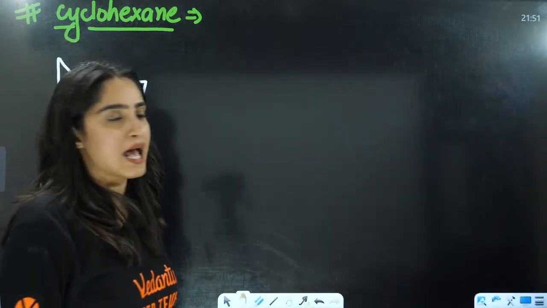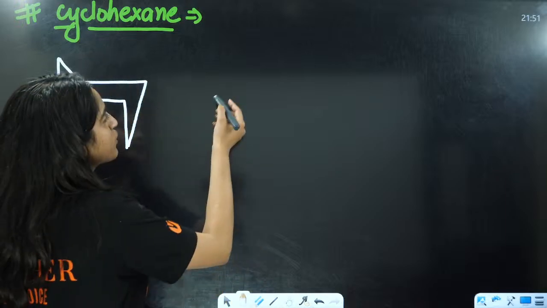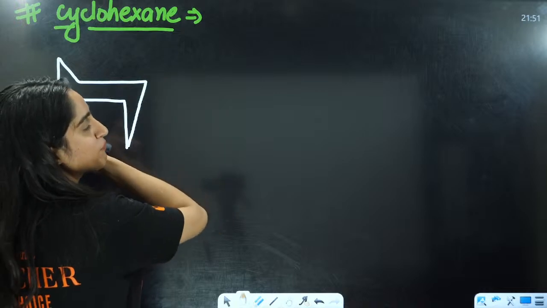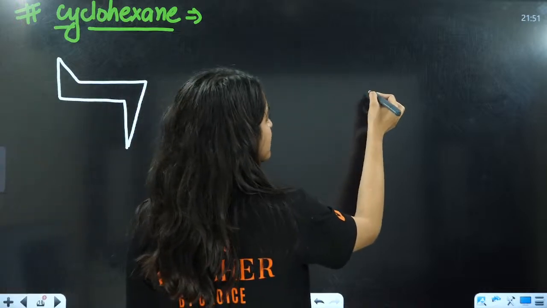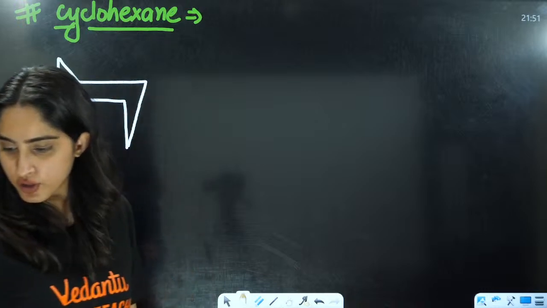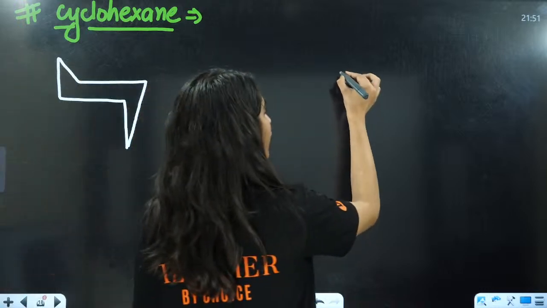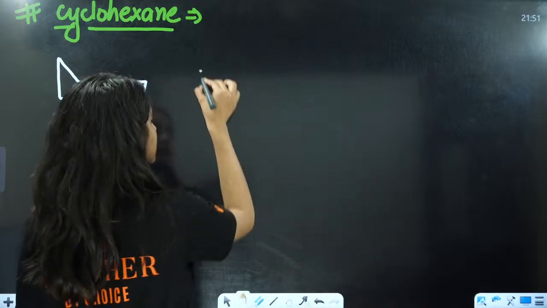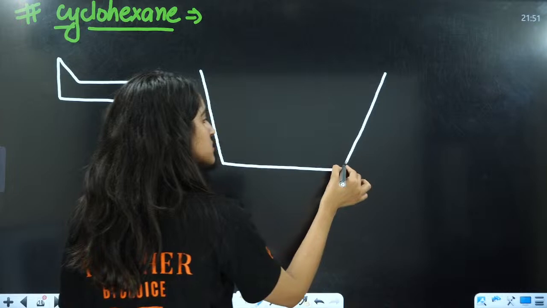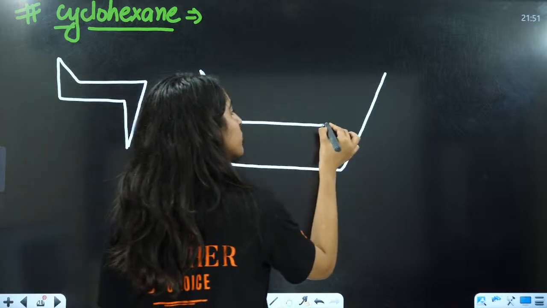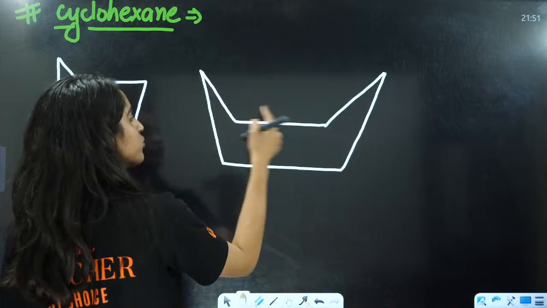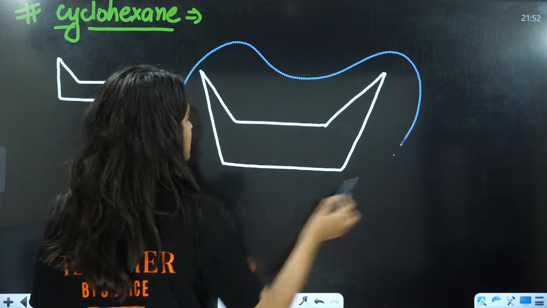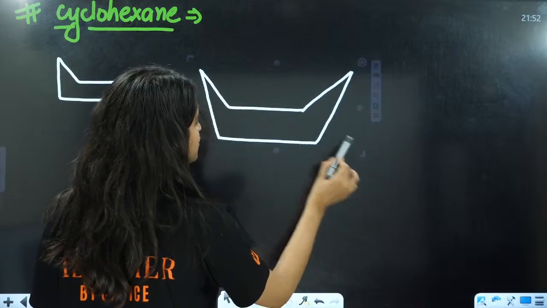Now let us do the sign for another one, that is your twisted boat. Okay, firstly let us draw the boat. How do you draw the boat, everyone? This is how you draw the boat. 1, 2, 3, 4, 5, 6. This is the boat structure here. Okay, this is the second conformer, that is the boat structure.